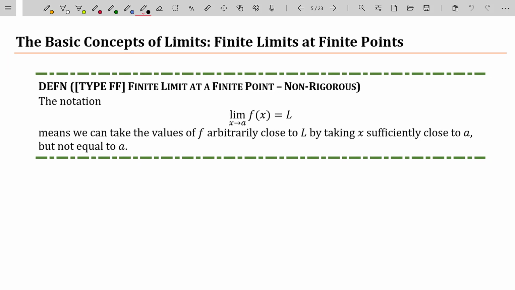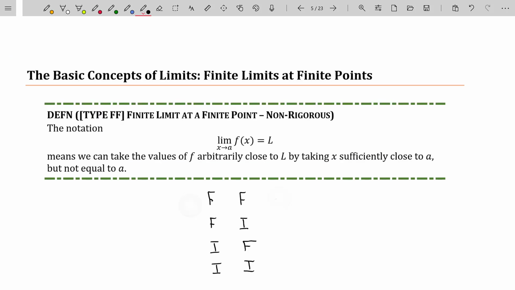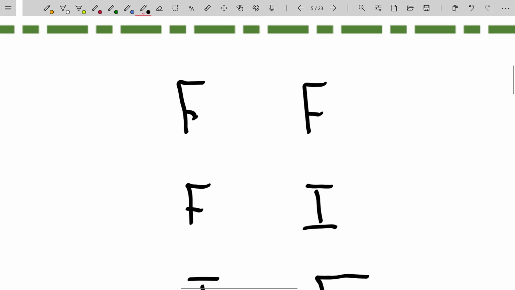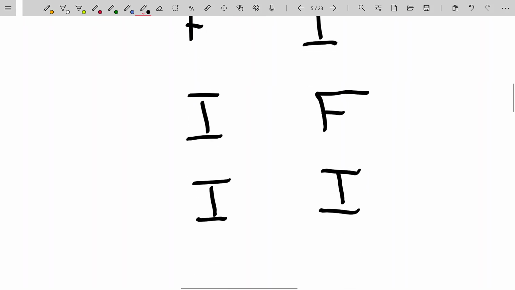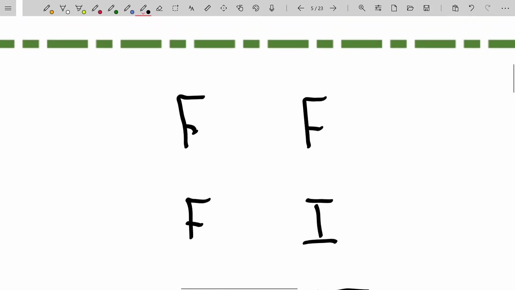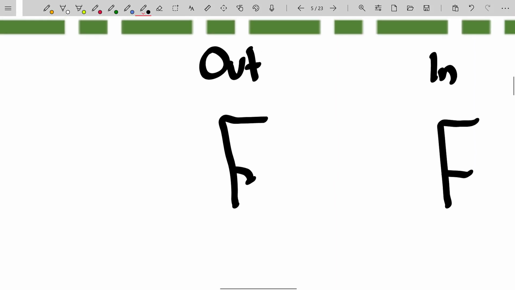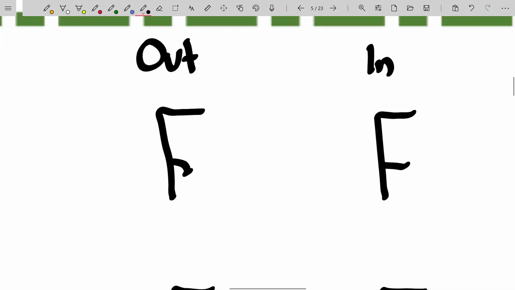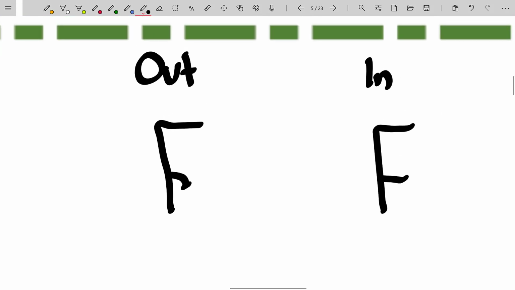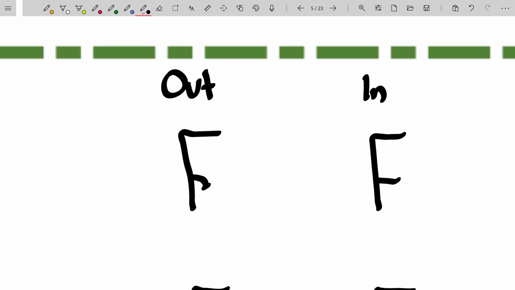We have four kinds of limits we're going to actually deal with in calculus. They are FF, FI, IF, and II. I know it seems kind of weird, and I don't know of anybody else who writes it that way, but I do, because you have to think about this in terms of outputs and inputs. So one type of limit is when our outputs are finite and our inputs for our function are finite. We call those finite limits at finite points.